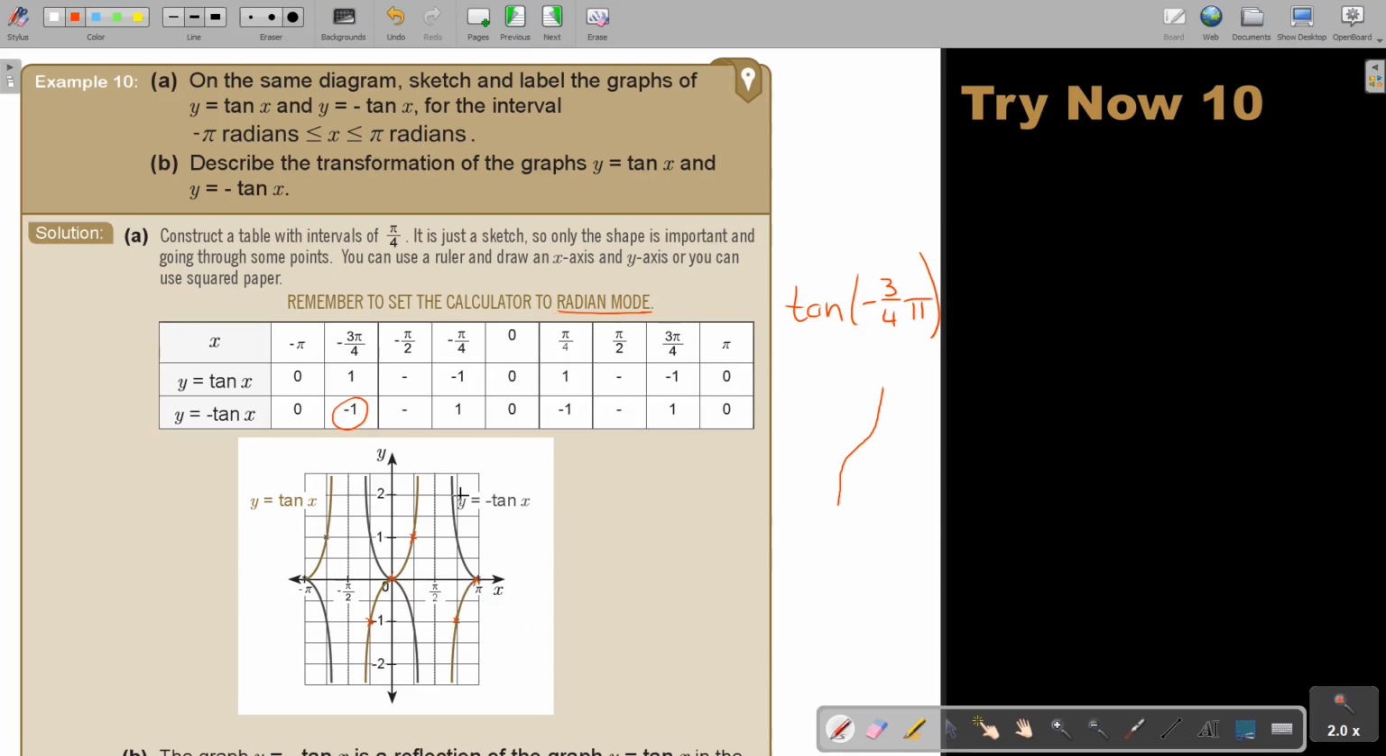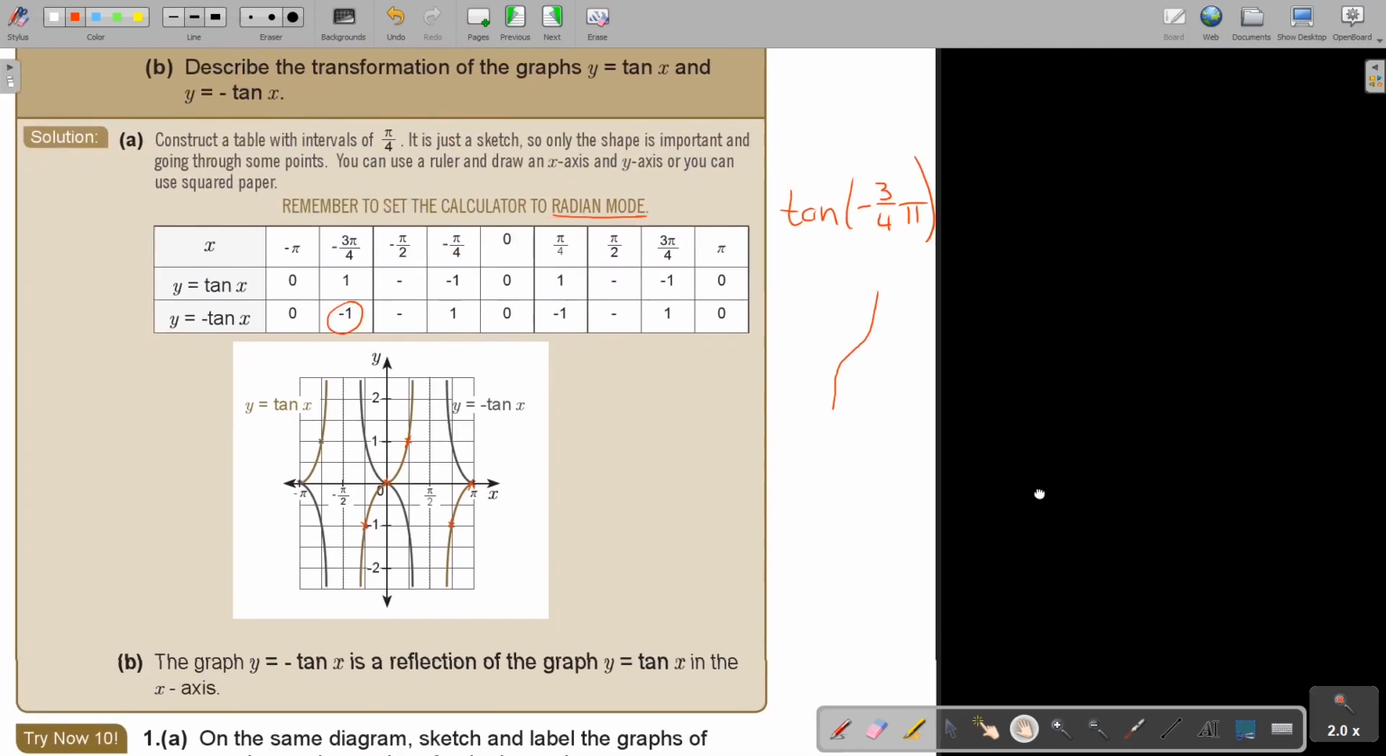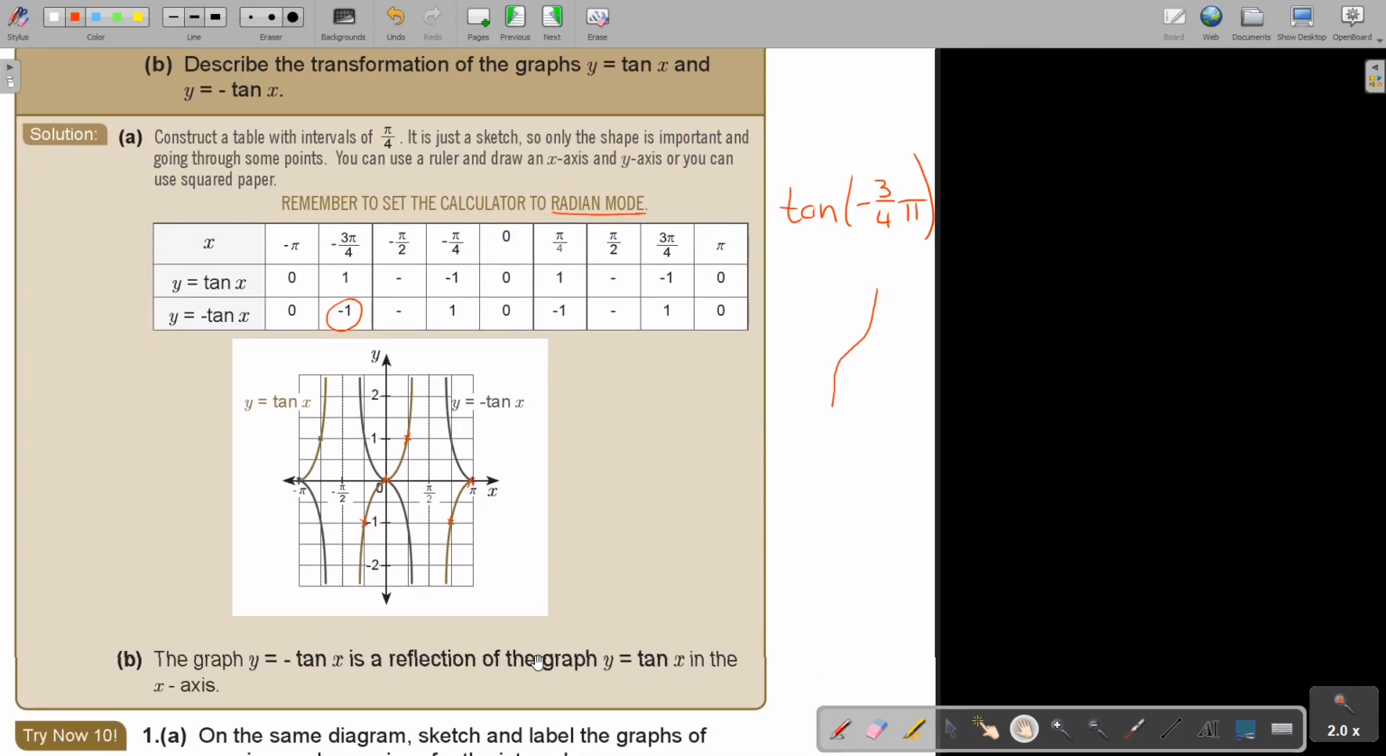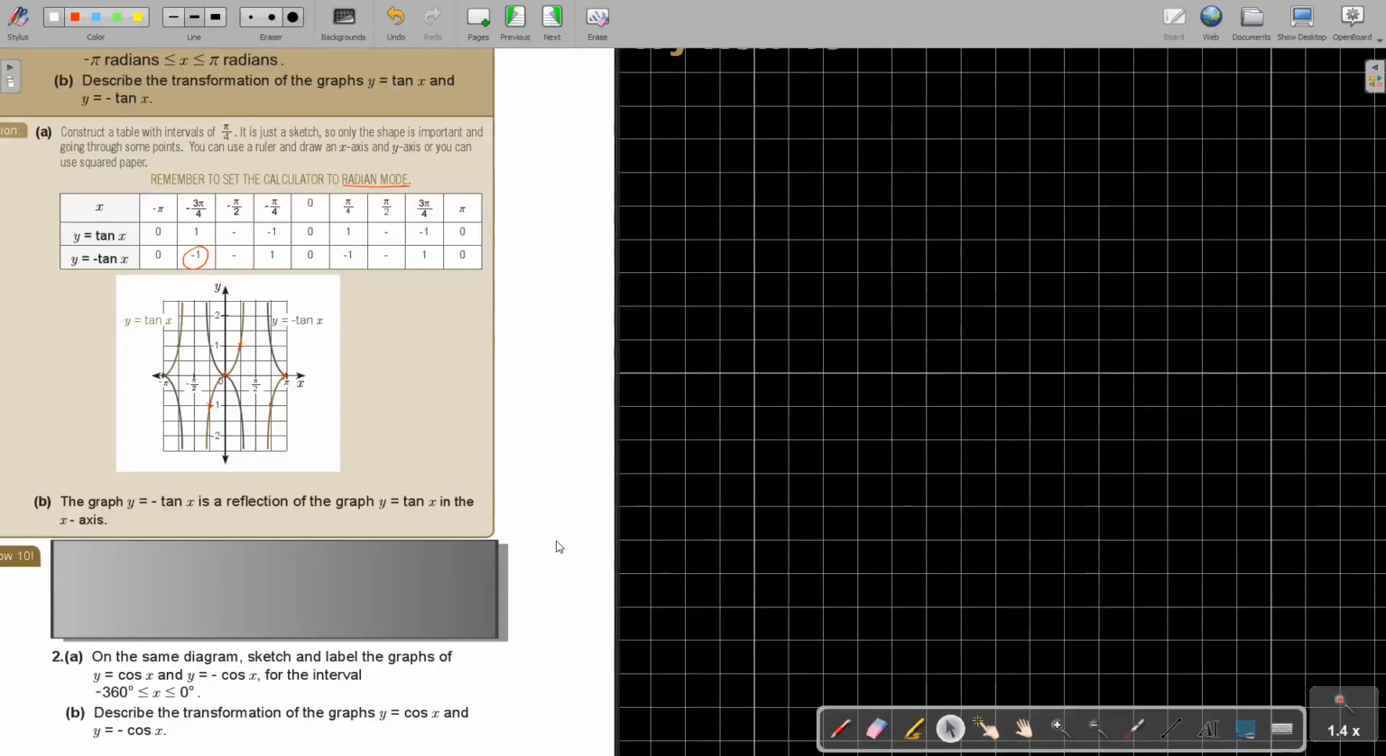Now, if you look at the sketch, before we go on, you can see that this is a reflection in the x-axis. And now I say, describe the transformation of the graph of tan and negative tan. So the graph is a reflection of the graph in the x-axis. Okay. You can stop the video and you can do Try Now 10 number 2. You can continue the video as soon as you are finished.